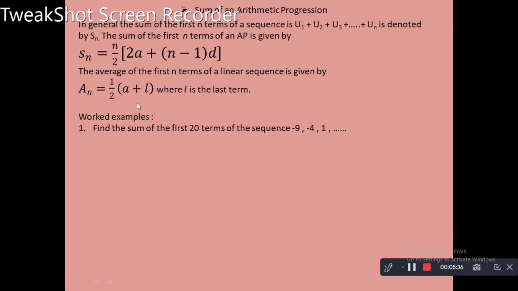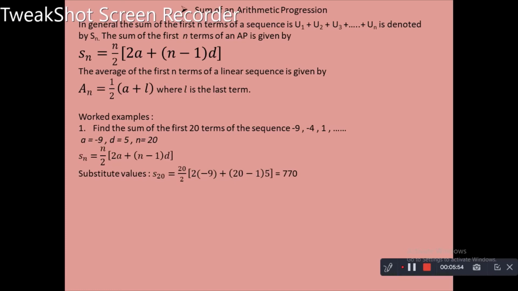Now we have to find the sum of the first 20 terms of the sequence. So we know that the first term a is minus 9, the common difference d is 5, and n, that is the number of terms, is 20. So we state our formula, then we substitute values into the formula, then we get our answer to be 770, meaning that the sum of the first 20 terms of the sequence is 770. Now let's find the sum of all integers between 8 and 90.